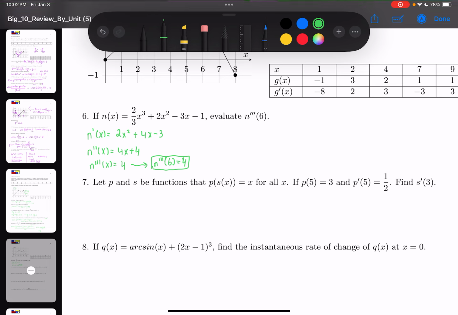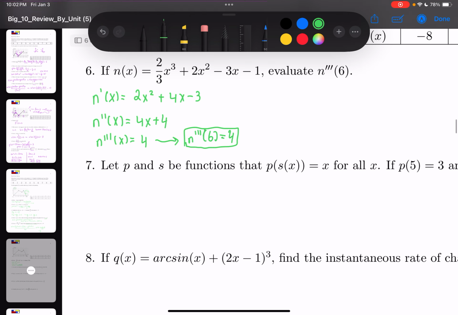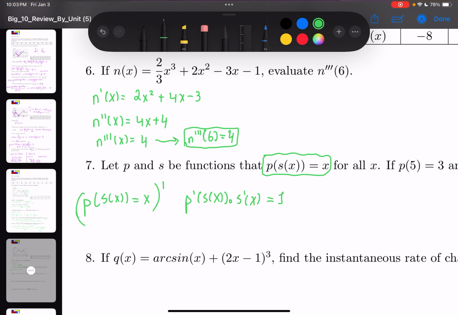Number 7. Let P and S be functions such that P of S of x is equal to x for all x. If P of 5 is equal to 3, P prime of 5 is equal to half, find S prime of 3. I'm going to pause for a minute for you to consume every single piece of information in this problem. All right. So the first thing that I would do, I would literally find the derivative of this beautiful relationship. So P of S of x equals x. If you want to derive all of this, you're going to get P prime of S of x multiplied by S prime of x equals 1.